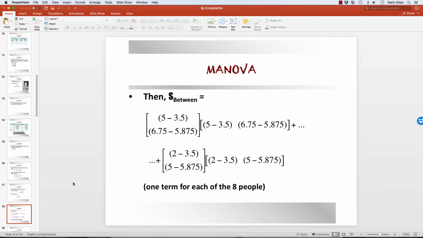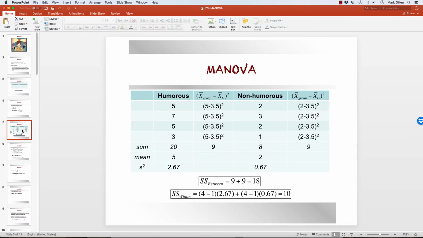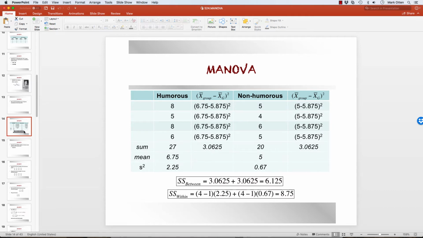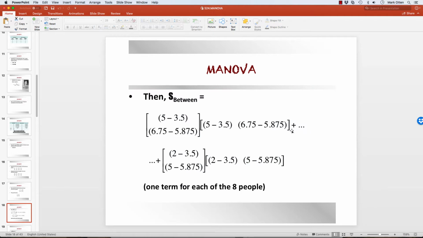All right, so that suggests that you have 3 more terms, so that first multiplication gets repeated 3 times, just as it does for the original Anova. In the original Anova, we have 5 minus 3.5 squared, and that repeats 4 times. For the second DV, we have 6.75 minus 5.875 squared. That repeats 4 times. And then same thing for the second term.